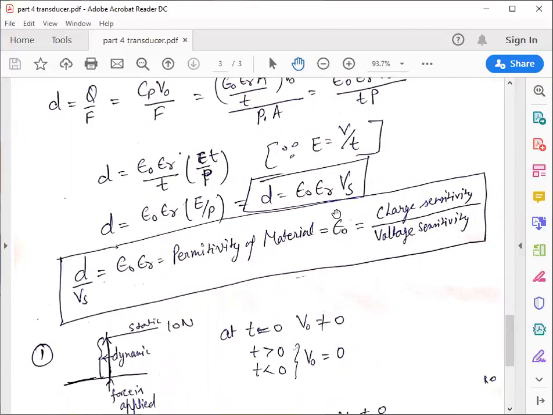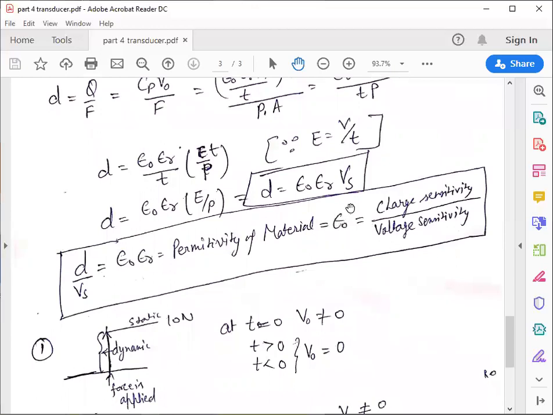Here is a mistake. Please mention epsilon in place of epsilon naught. We should write epsilon only. Epsilon is equal to epsilon naught into epsilon r. So please remember, please take care of this point. Here in place of epsilon naught, we should write epsilon. Epsilon is the permittivity of the material. So I again mention this point: there is a mistake here, and in place of epsilon naught it should be epsilon. So charge sensitivity upon voltage sensitivity is equal to epsilon.